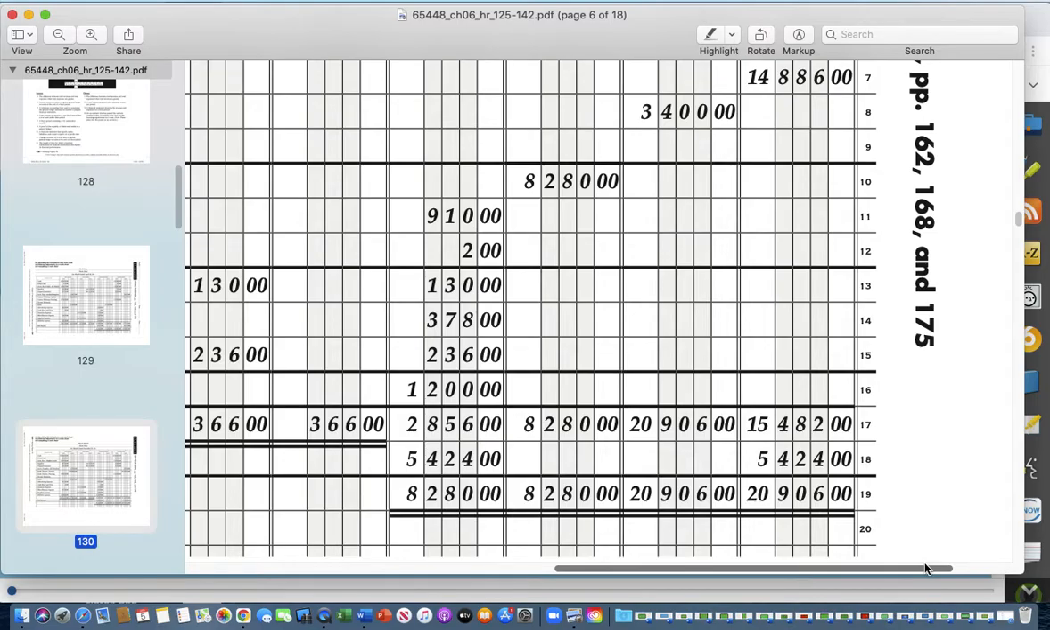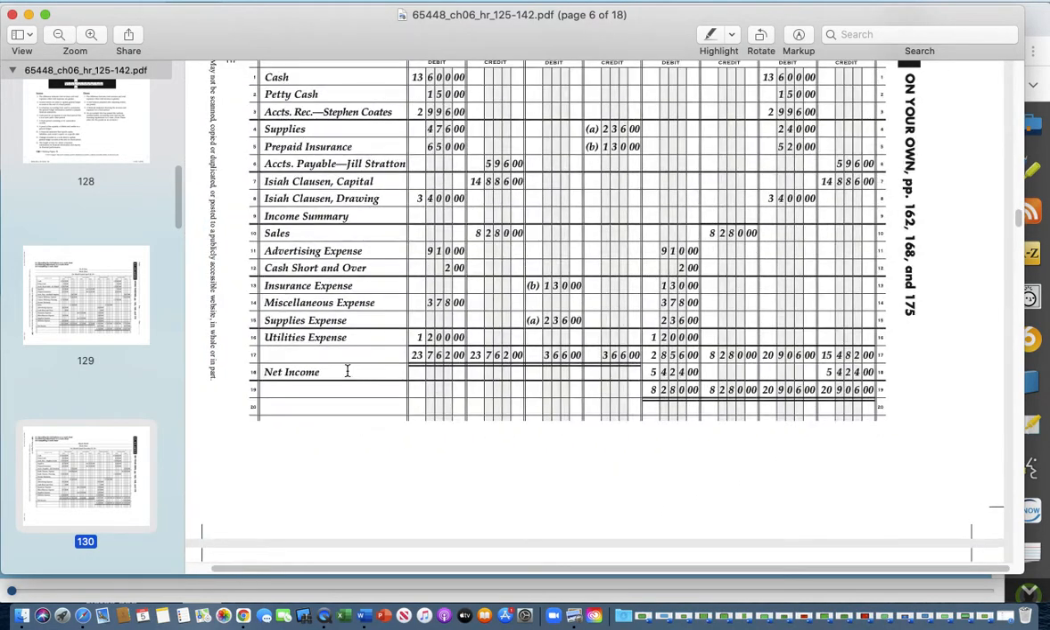And you'll put that over here. Why is it net income? Because sales, this 8,280 number, is bigger than all of our expenses. When revenue is bigger than expenses, you subtract the two, you get net income.